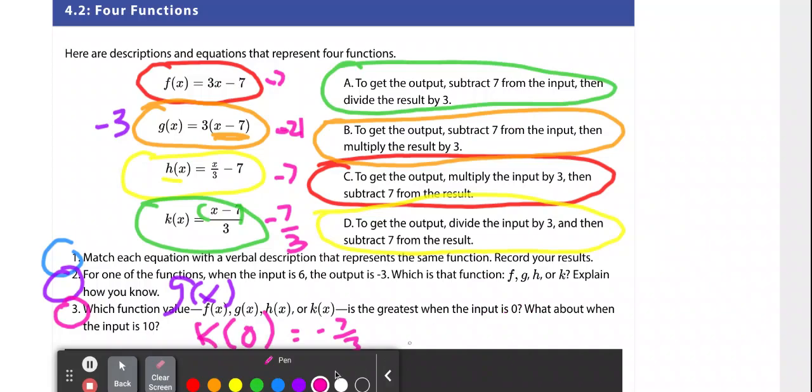Now what about when the input is 10? Let's try this one. 3 times 10 is 30, minus 7 is 23. 10 minus 7 is 3, times 3 is 9. 10/3 minus 7, that's 3 1/3 minus 7, that's equal to -3 2/3. Then we have 10 minus 7 is 3, divided by 3 is 1. So it looks to me like f of 10 equal to 23 is the greatest.